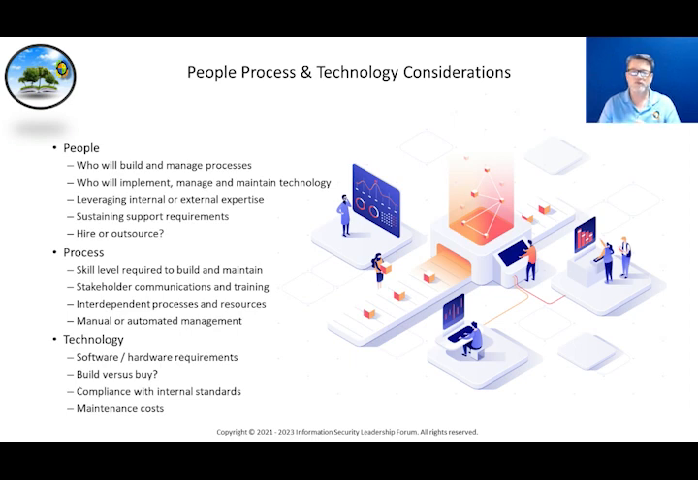So on the process side, we're thinking about the skill level required to build and maintain. So you can see some interconnectivity between some of this stuff as well with the people stuff. Stakeholder communications and training, interdependency, processes and resources, and manual or automated management. So just going back to the second one, communications and training with stakeholders.